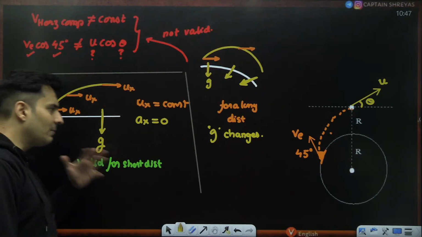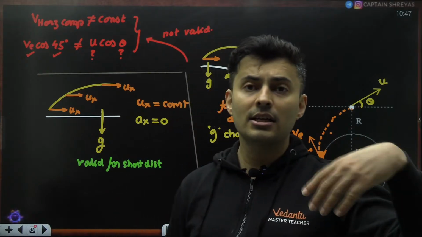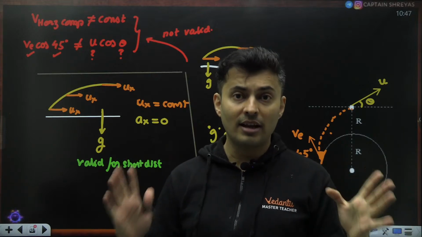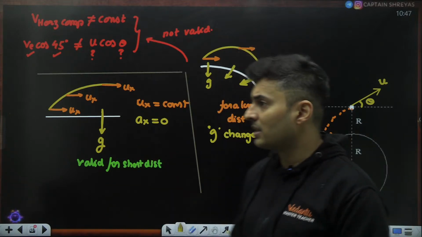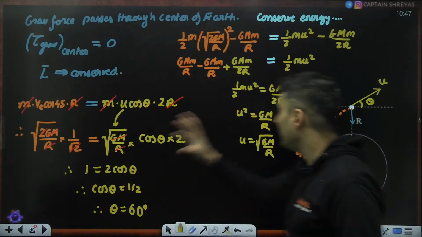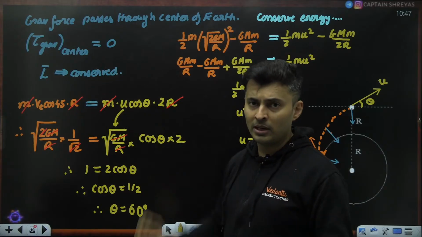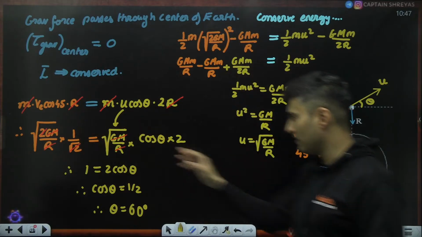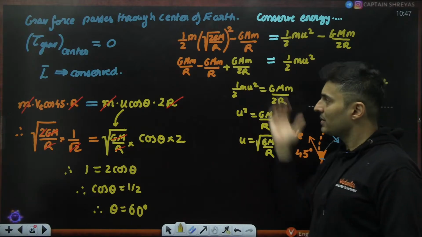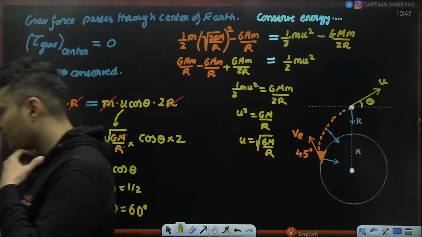So the concept that you learned here is whenever you have these kind of problems where the height ranges are very large, then the horizontal speeds are not constant. Rather, the angular momentum is conserved because the gravitational pull is always towards the center of the earth. That creates no torque, meaning angular momentum is conserved. So apply the conservation principle at both the places, and if needed, use the energy principle for additional values.